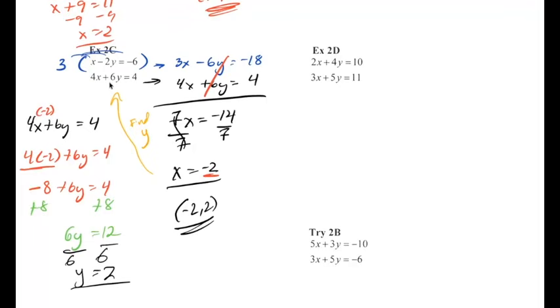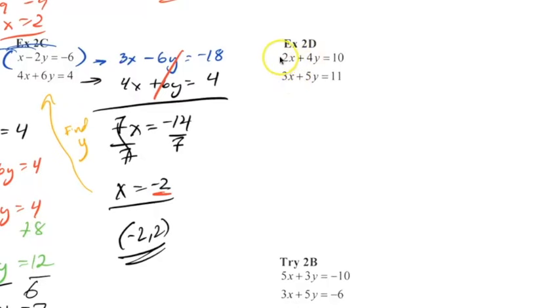Okay, so that's the idea. Let's kick it up a notch with this one. In this case, there's nothing I can multiply the top row by to get rid of the x's. If I multiply the top by 3, I get 6. That's not going to cancel out. Same thing with the y's. Nothing's going to cancel out. So in this case, we're going to have to multiply both rows.